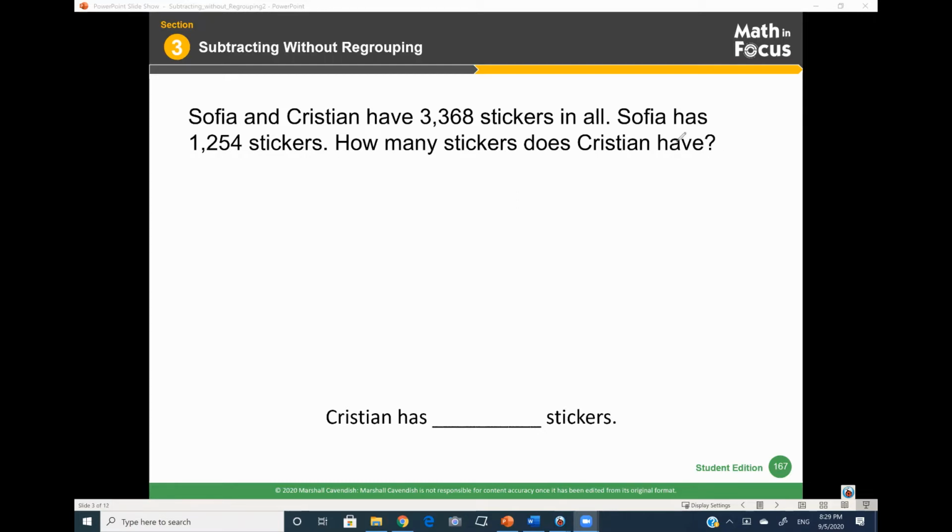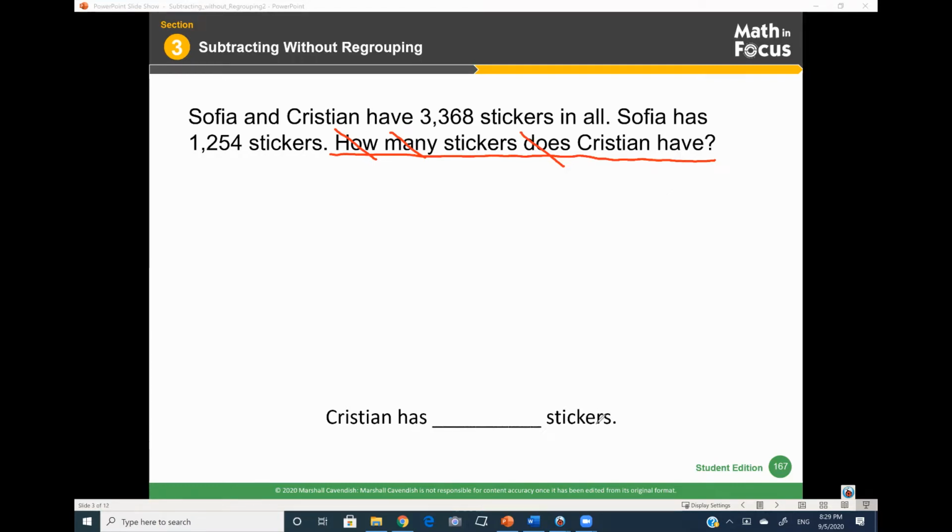After reading the problem, don't forget to underline the question and take away the words that are part of the question, like how many and the auxiliary verb does. Now using stickers, Christian and have, we write the answer statement, which is Christian has blank stickers.